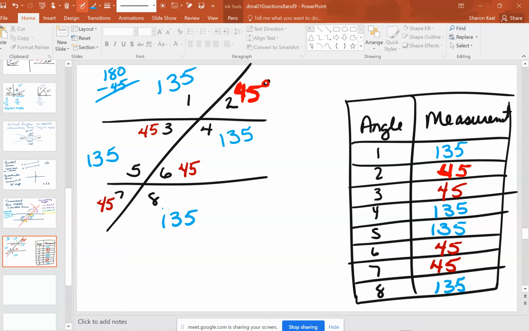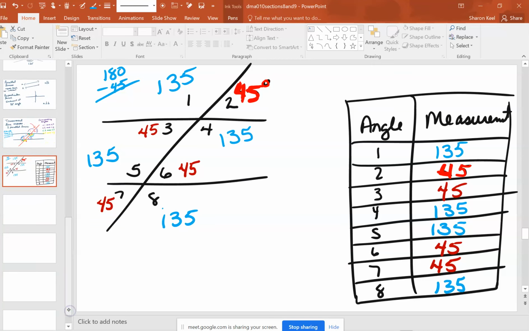So that's as complicated as it'll get when it's asking you for identifying angle measurements. But if they give you one measurement, you can calculate the rest.